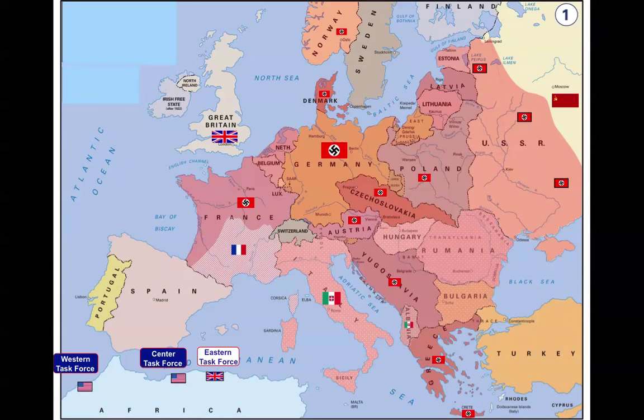You can see the Americans enter by 41, and their first landing is in North Africa. They're going to try and push down into the Suez region so that Britain again can control their pathway to India.